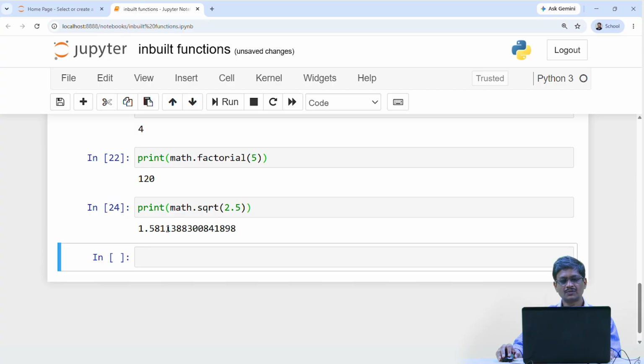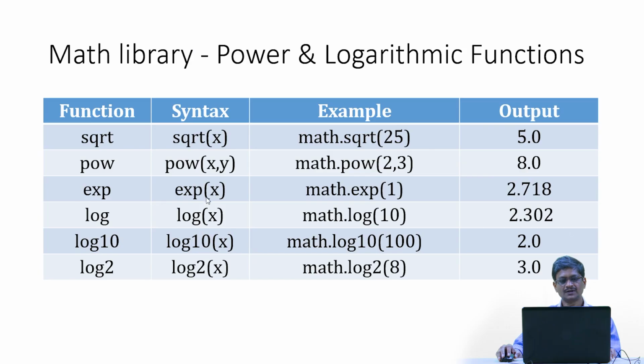We have already seen a power function. Apart from that, there is an exponential function, log to the base 10 and log to the base 2. The syntax is very simple. You just type math.exp. If in brackets you write 1, you are going to get output as 2.718. And if you write math.log, in brackets you have 10, your output will be 2.3. So you can try exp, log 10, log 2 in Jupyter Notebook later.